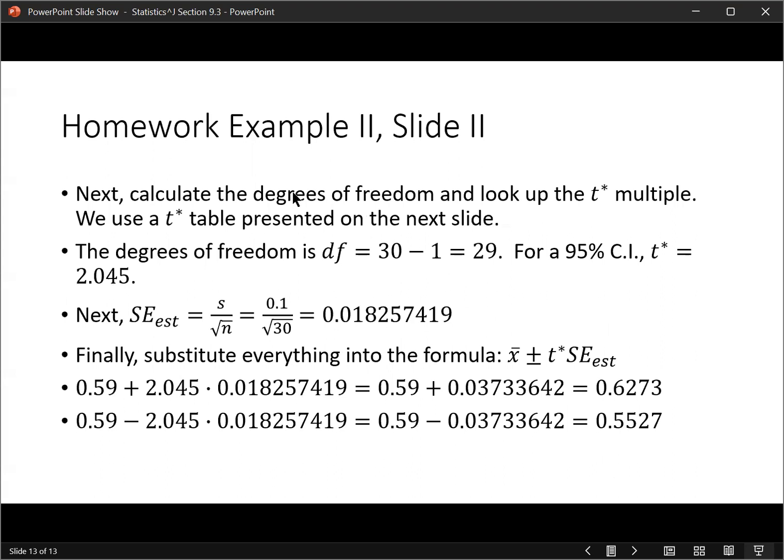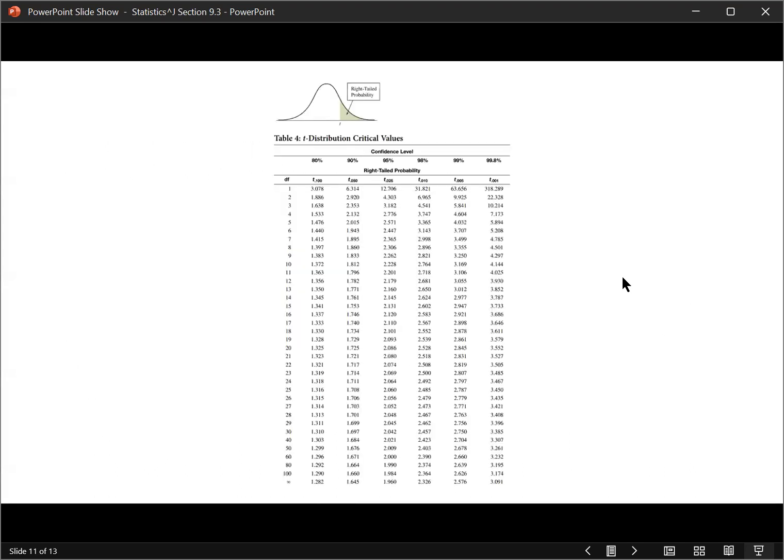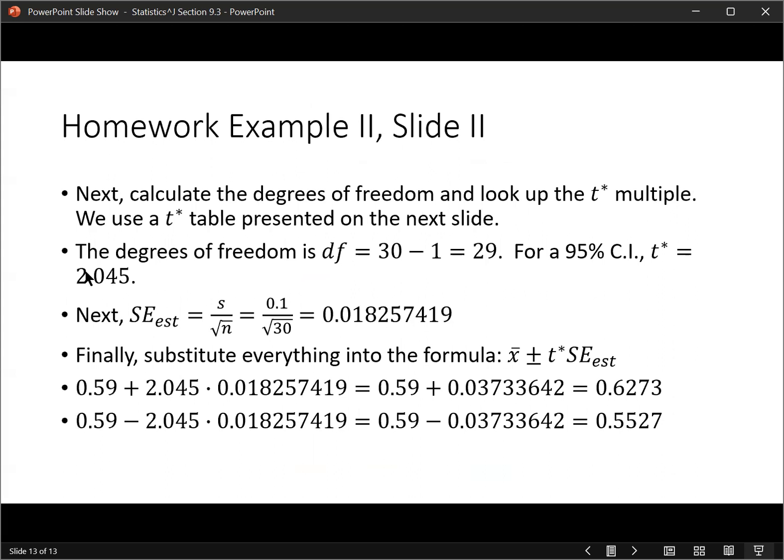Next, we're going to calculate the values. We start off with the degrees of freedom, and then we look up the T-star multiple using the T-star table. It's not on the next slide, but it's on the previous one. The degrees of freedom is the sample size minus 1, so that's 29. I know there are going to be people who cannot see this, but there is a row for 29 degrees of freedom, and for a 95% confidence interval you get 2.045. So our T-star value is 2.045, and it's copied right to there.